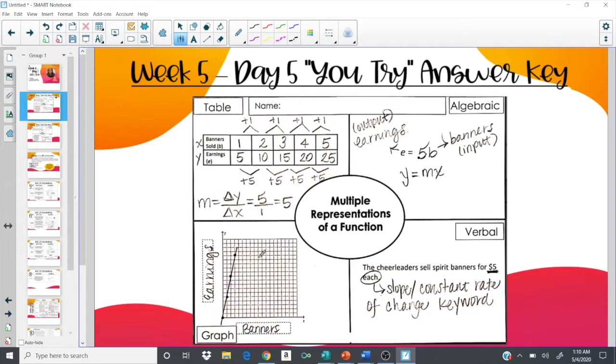And then lastly, we're going to graph this relationship using the ordered pairs from our table. So start at the origin and move to plot 1, 5. You're going to start at the origin, move 1 to the right, and up 5. To plot 2, 10, start at the origin, move 2 units to the right, and up 10 units. To plot 3, 15, start at the origin, move 3 units to the right, and up 15 units.